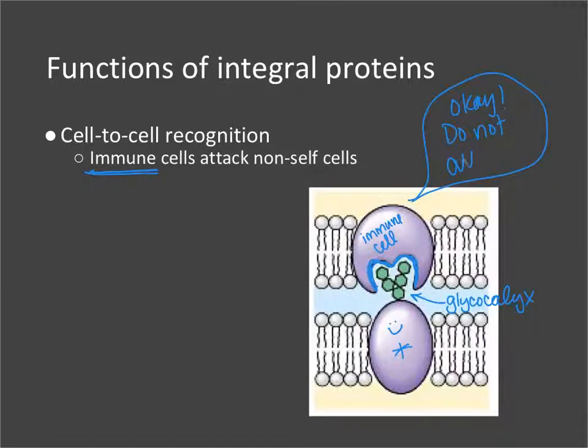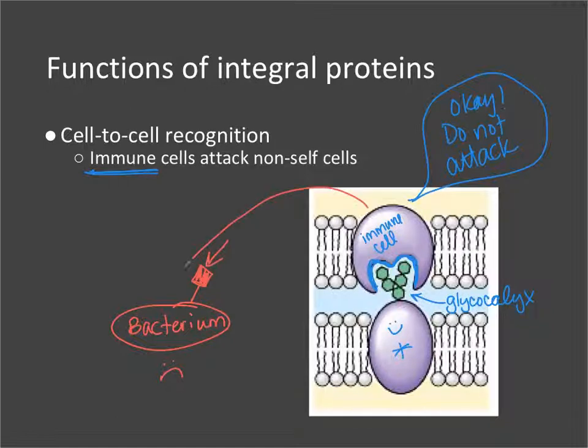All right. Now, if it were a different cell, so let's say it was maybe a bacteria cell and its glycocalyx looks different. And so this might be a situation where this is a bad cell. So if the receptor doesn't match this little glycocalyx sticking out here, then the immune cell would then attack and destroy that bacteria cell.